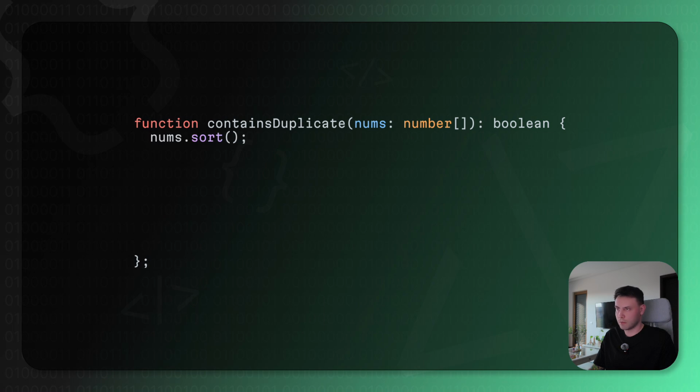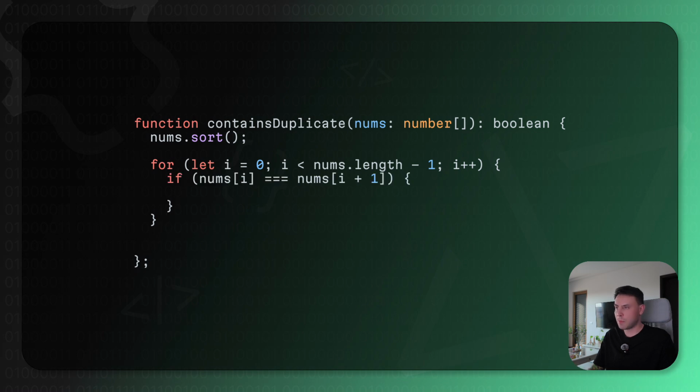Let's write the code. First, we sort the nums array. The specific order doesn't matter here, so we'll just use the default sort. Next, we start a loop with i running from 0 to the length of nums minus 1. At each step, we compare the current element with the next one. If they are equal, that means we have found a duplicate and should return true from the function.